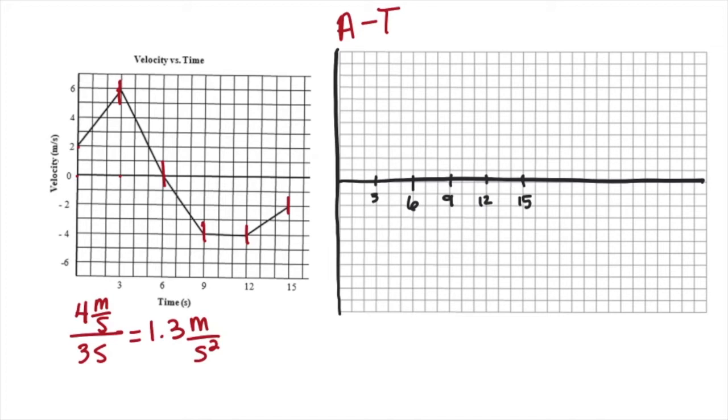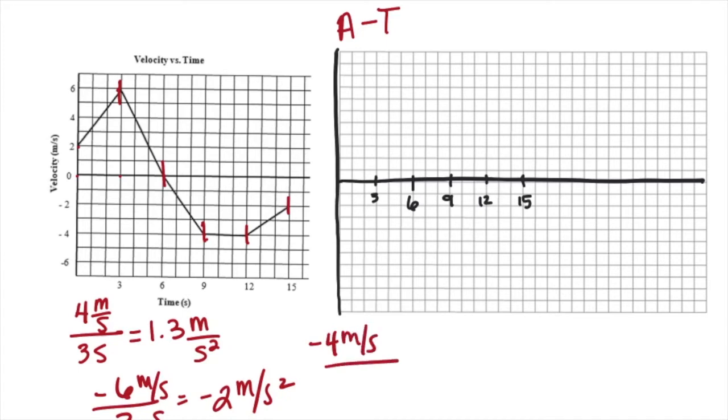Then the next one, from 3 to 6, we have a rise of -6 because it drops from 6 down to 0, and it does that in 3 seconds. When we work that out, we get an answer of -2 meters per second squared. Now from 6 to 9 seconds, we're going from 0 down to -4, so our rise is -4 meters per second. Our run here is also 3 seconds, so we get an answer of -1.3 meters per second squared. Then the next one is easy. It's a horizontal line, so that is 0 meters per second squared.